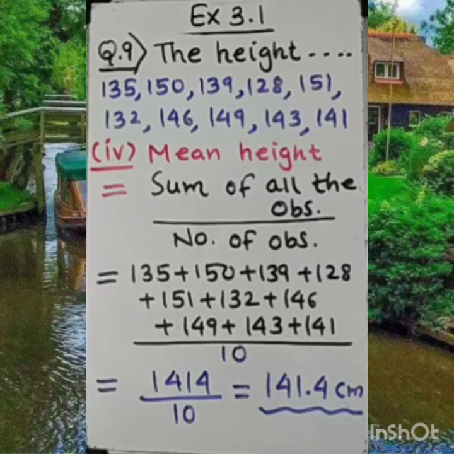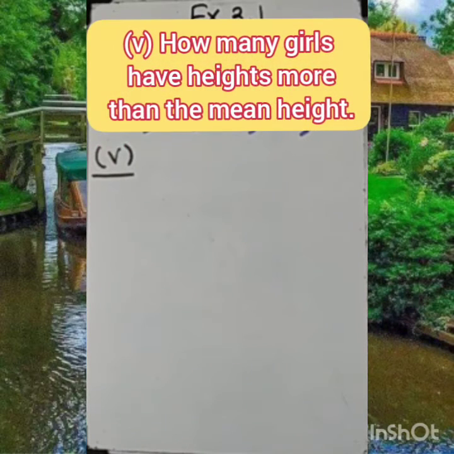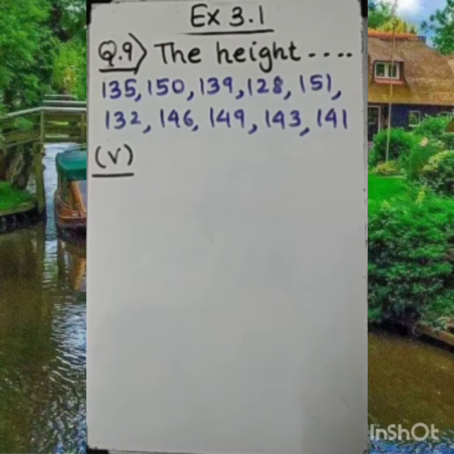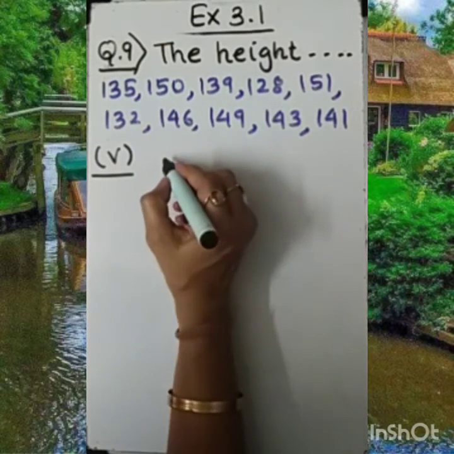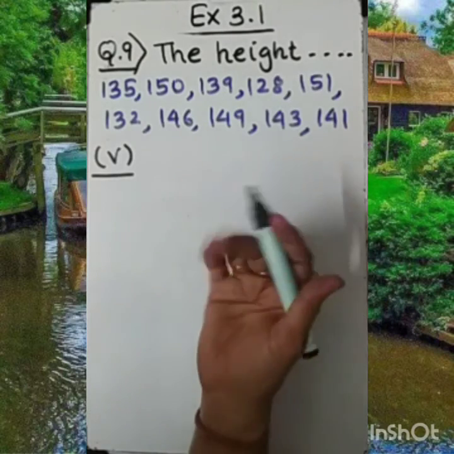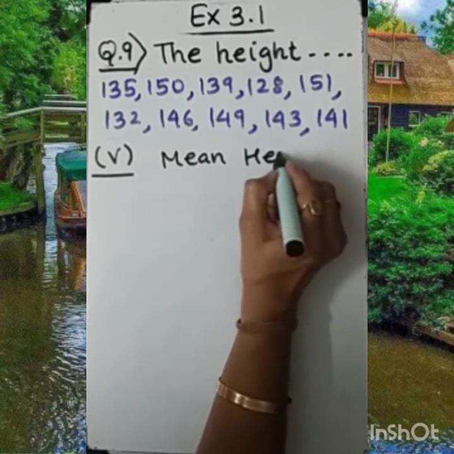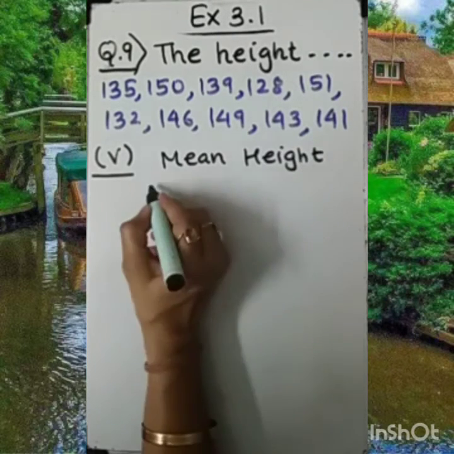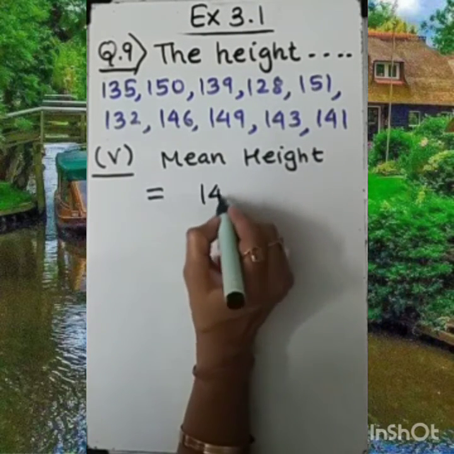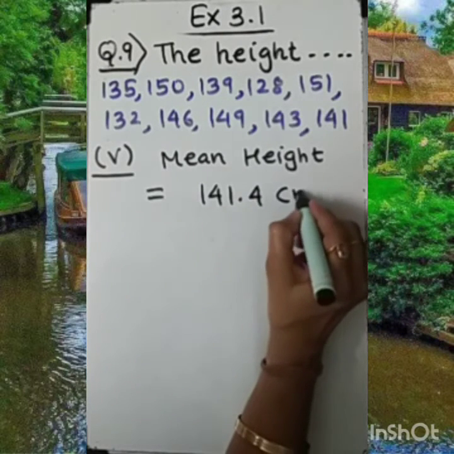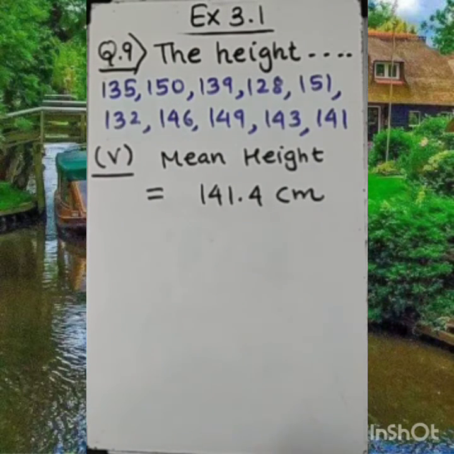Let's move on to the fifth now. So, my dear student, in the fifth question we are given: how many girls have heights more than the mean height? So, what to do with that? First we need to note down the mean height. As we already found in the fourth part, the mean height was coming 141.4 centimeter. Agree? Now, how many girls have more than this?